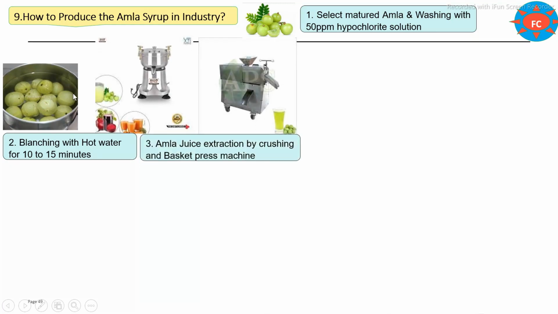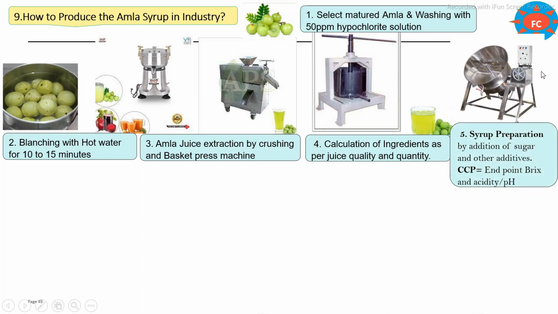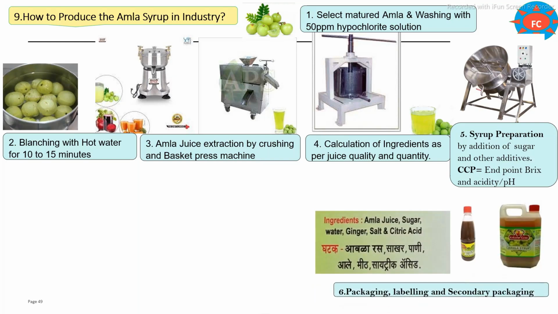After the blanching process, extraction of the juice is carried out, in which different machines are available, in which crushing and pressing is carried out to extract the juice from the amla. You can see the different machines available: maybe directly crush and press, or directly juicers, or by using a basket press to extract the juice. Then preparation of the amla syrup, in which the juice is added with sugar, water, then citric acid and other additives to prepare the final product. After that, they are filtered and packed into different types of packaging systems.